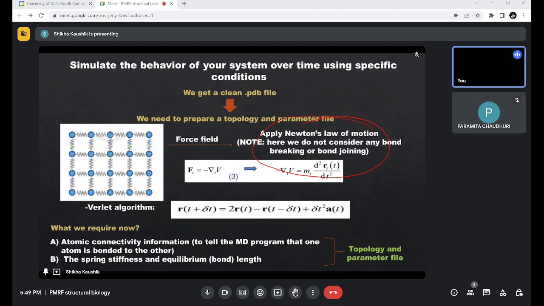So what we require now is atomic connectivity information to tell the MD program that one atom is bonded to another. We need to understand the bonds present. We need to understand what are the possibilities that lead to breaking of this bond or making of this bond, and we can achieve that once we change our clean PDB file to a topology or parametric file. And next is the spring stiffness and the equilibrium bond length.